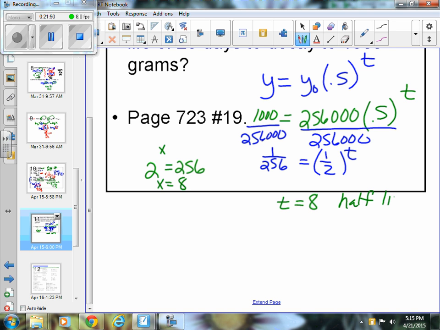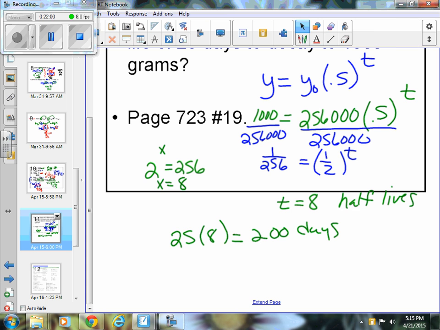And how long is a half-life? I think it was 25 days. So 25 days, 8 half-lives, that would give you about 200 days for that to happen. Now you could figure it out. You could just keep multiplying by 1/2 and see how long it took you to get down to 1,000.